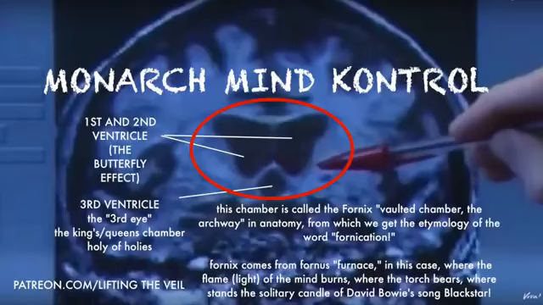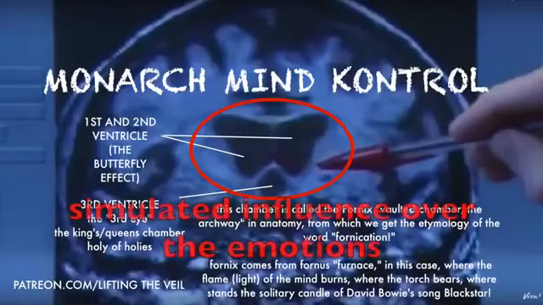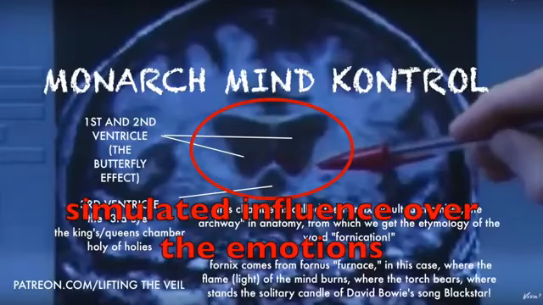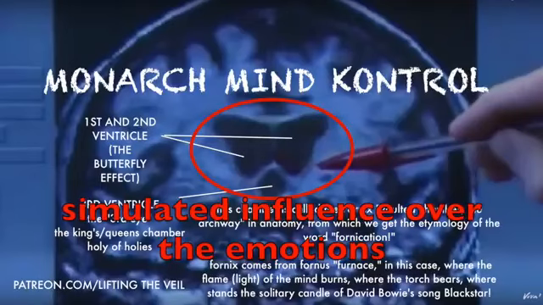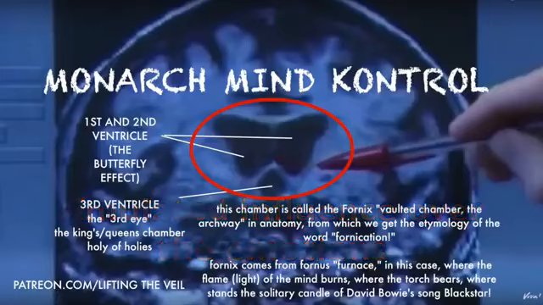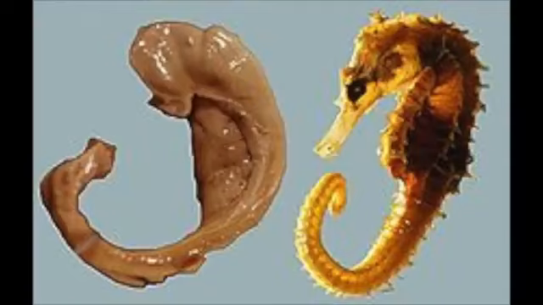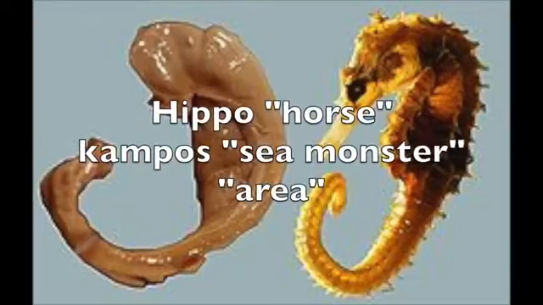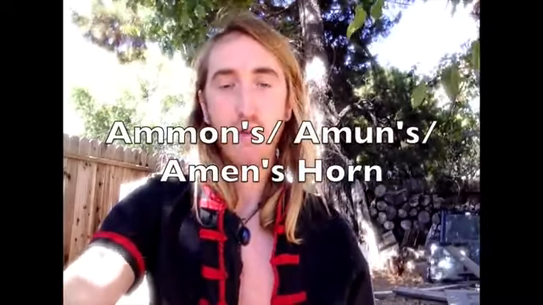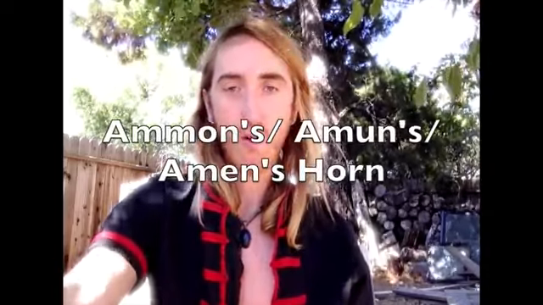And again, if you don't understand this, go back and see my previous video called Symbols of Power, discussing the elements in the symbols and the anatomy and physiology of monarch mind control. What we're seeing here in the center, what actually makes up the body of the monarch within the human brain, is called the first and second ventricle, which is the hippocampus of the human brain. It's the optic thalamus region, and the hippocampus is what we call Amun's horn.